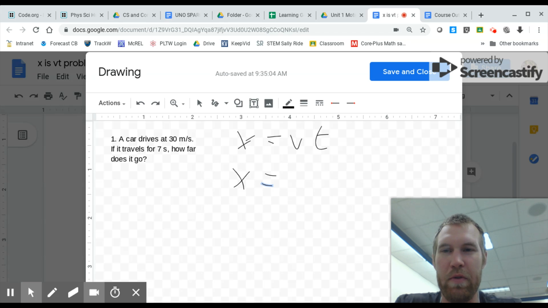So you look at those two variables. It says a car drives at 30 meters per second, and the problem says it travels for 7 seconds. The easier one to figure out is the time, measured in seconds. So our time t is 7 seconds. The other one must be v, the velocity, which is 30 meters per second, a speed, or velocity.